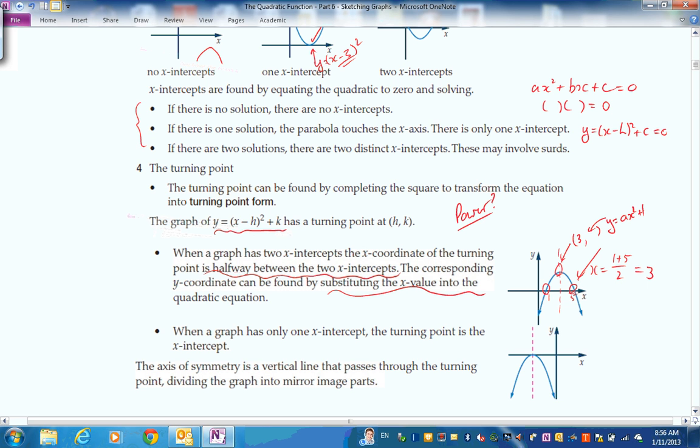So that's something we want to practice now as we pull all these ideas together. There's a couple of ways of finding the vertex. You could actually complete the square, can't you? Come back up here to this form over here.